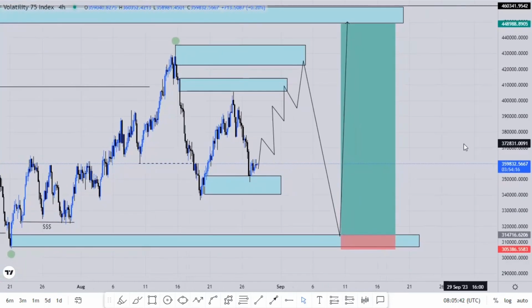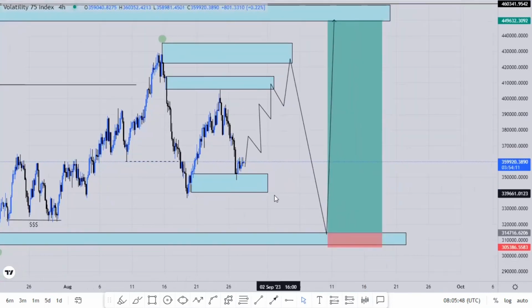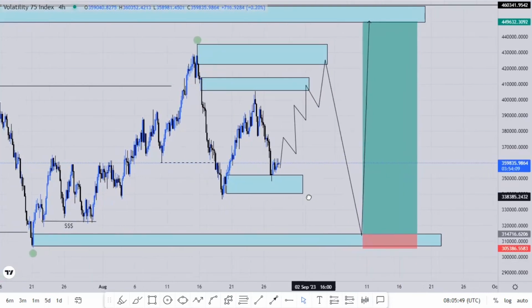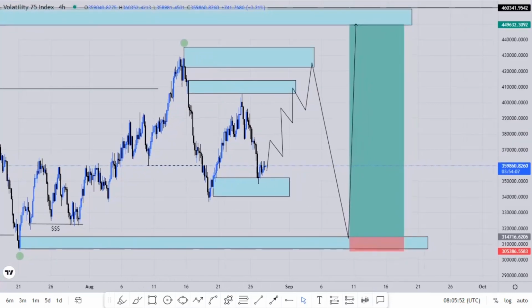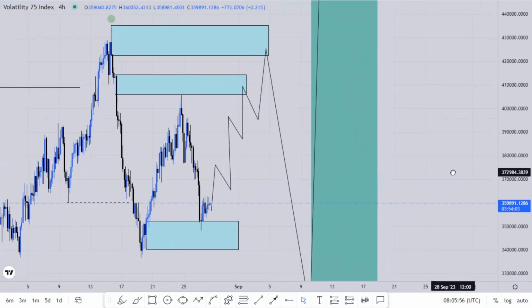This is the entire setup that I'm currently looking forward to for this entire week for Volatility 75. This is the entire structure, the entire setups that I'm having in place.